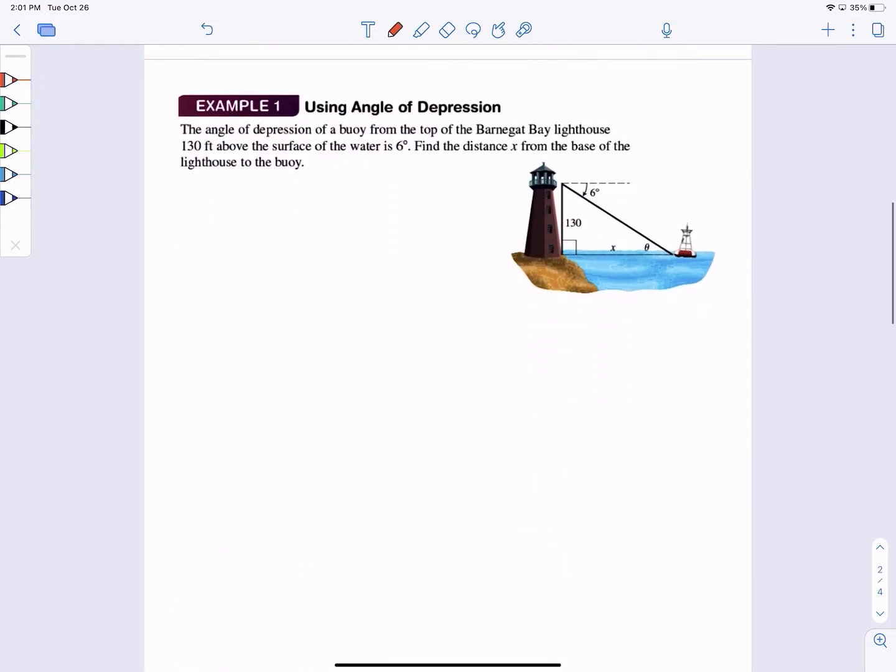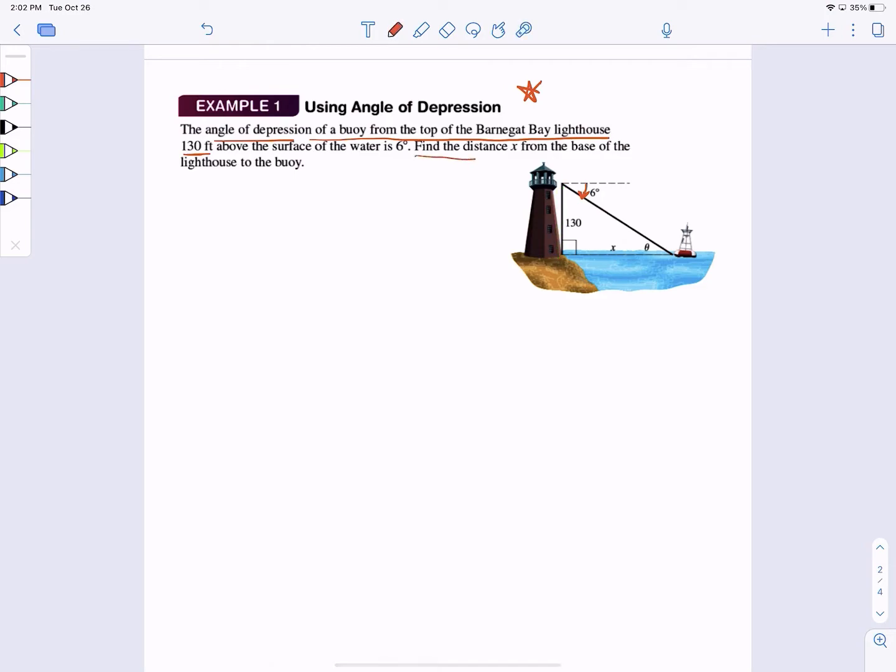But you know, you guys, why don't you try this one on your own? It's actually pretty simple. Stop the video. The angle of depression, I told you, always touches the ground, touches the sky, okay? Of a buoy from top of the Barnegat Bay Lighthouse, 130 feet above the surface. Label your pictures.